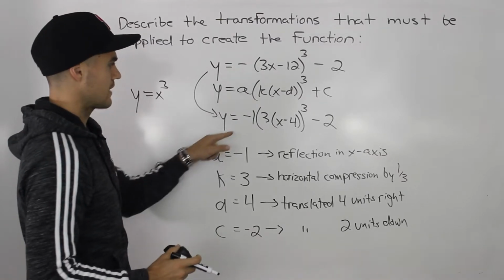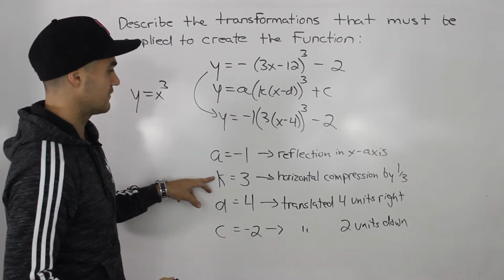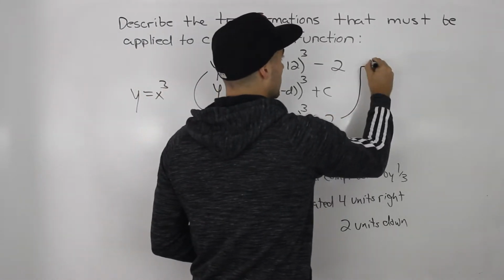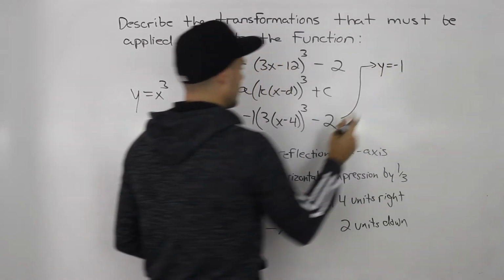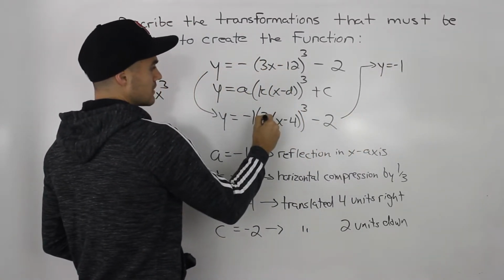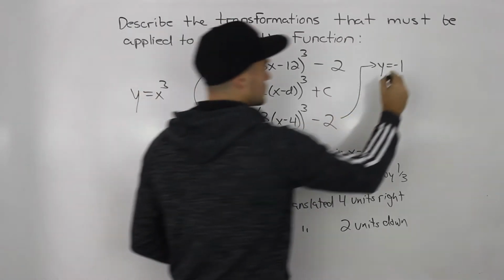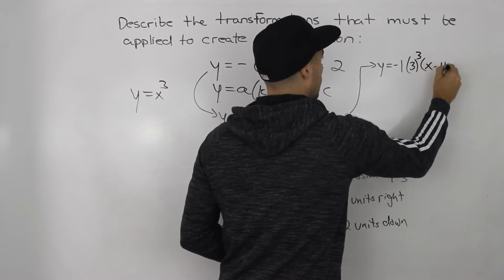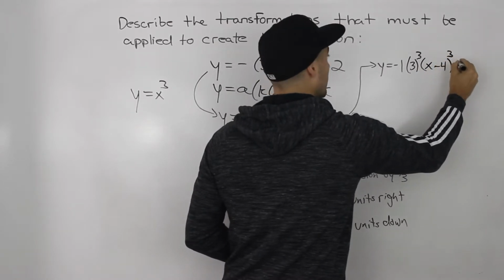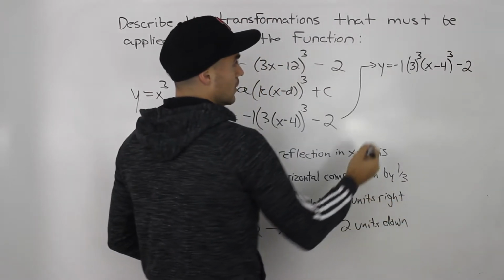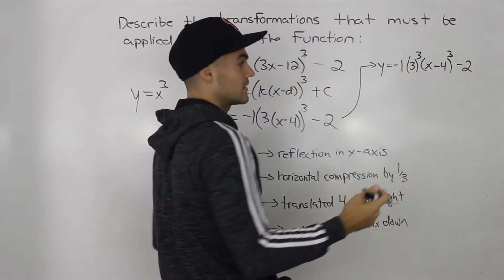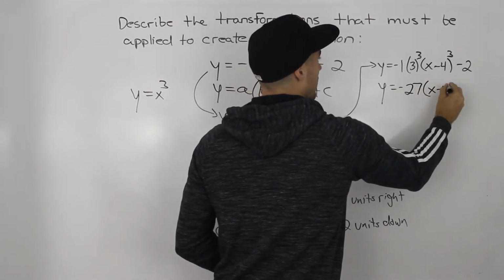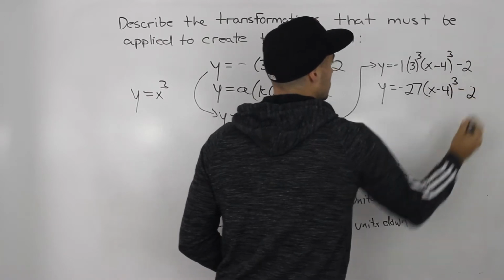Now, if you remember with x cubed, you technically don't have to have a k value, because if I further manipulate this up here, so we can have this like negative 1, and then we can distribute this exponent 3 to this term and this term. So we'd have like 3 to the power of 3, and then (x minus 4) to the power of 3, and then this minus 2 would still be outside. Well, notice 3 to the power of 3 is 27 times negative 1, so that would give us negative 27 in front, and we'd have this (x minus 4) to the power of 3 minus 2.